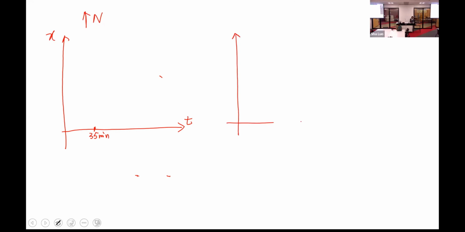Okay, so we can draw two diagrams. One is the displacement versus time. Displacement versus time t, and displacement. All right, so from 0 to T1 is 35 minutes. You drive at 85 kilometers per hour. So this is velocity. So we can have another one called velocity versus time.